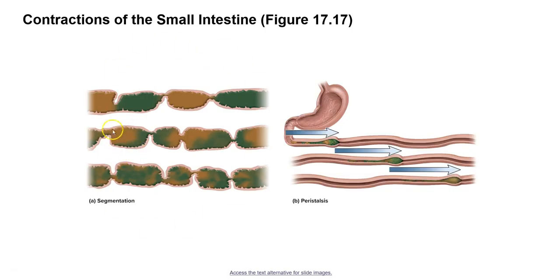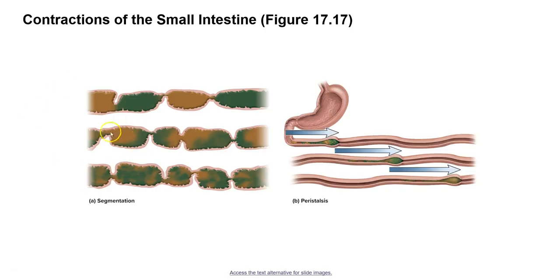Now segmentation, the main purpose of this type of movement is to churn the contents within the small intestine. So why do we want to churn these digestive contents? Well, we want to churn that material with the enzymes that are being produced by the brush border. We also want to churn it with the enzymes being produced by the pancreas. We want to mix that chyme with the juices, with the bile that's being secreted by the gallbladder and the liver.